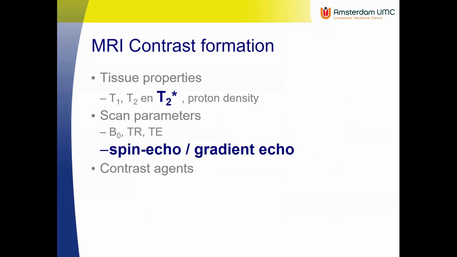So now we're switching back to the contrast, the image contrast, which I think is more relevant for you. And I'm going to introduce yet another metric, which is T2 star. It's related to something mentioned here, which is two types of sequences. It's called spin echo and gradient echo.